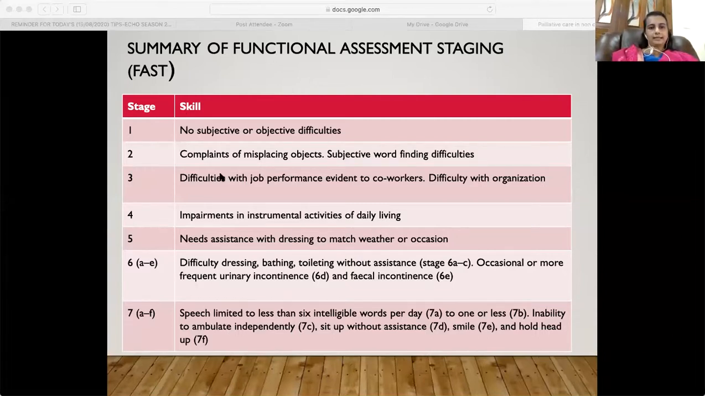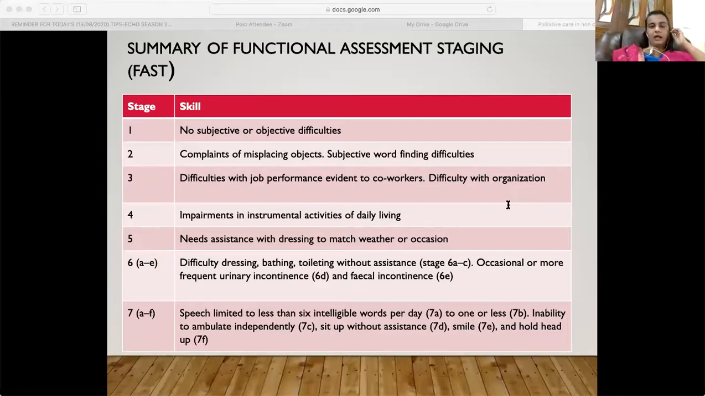So you can see that initially there will be few impairments of daily activities. Then they'll have difficulty dressing, bathing, toileting, and then finally speech is affected. In the end, with 7C, 7D, 7E, they're not even able to sit up without assistance. Smile is lost, holding the head up is lost. That's how they progress, and that's how you scale the patients.